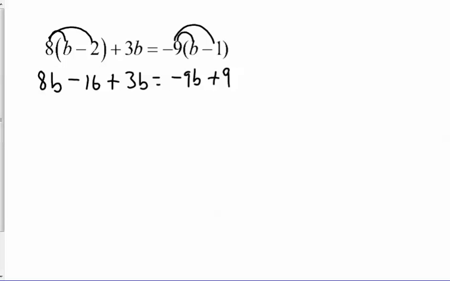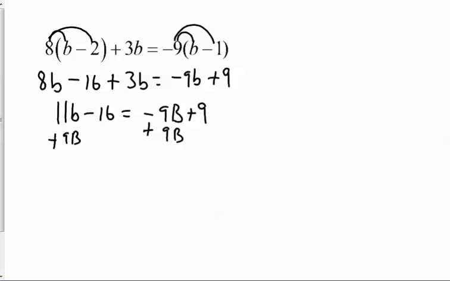So then the next thing we want to do is polish up the left-hand side. I can combine the 8b and the 3b, and I can make an 11b. So 11b minus 16 is equal to negative 9b plus 9. Now, how I work this is, if you have variables on both sides, you want to bring the smaller variable to the bigger variable. So the smaller variable is negative 9b. So I'm going to add 9b to both sides. Now I have 20b minus 16 equals 9.